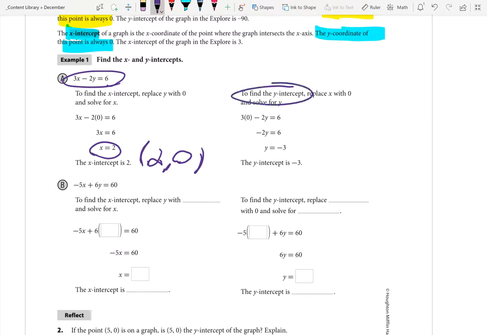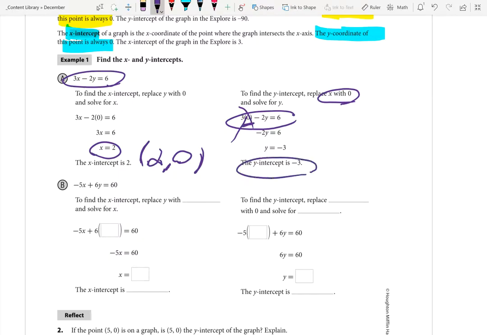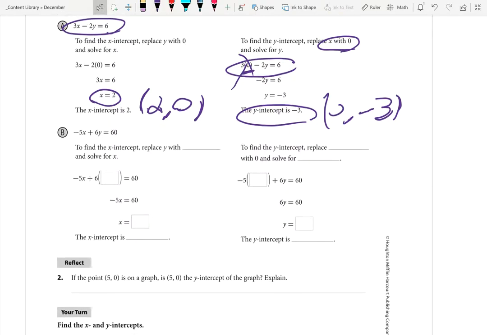Now they would find the y-intercept, and they know that no matter what the y-intercept is, the x will always be 0. So they're taking the equation and plugging 0 in for x. That cancels that whole term out, of course, and they solve for y. Solving for y gets the y-intercept to be -3. So now you know 2 points on your graph: (2, 0) and (0, -3). They can plot them on a graph and connect the dots to make their line.